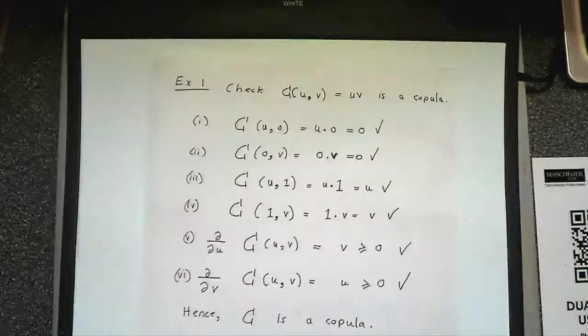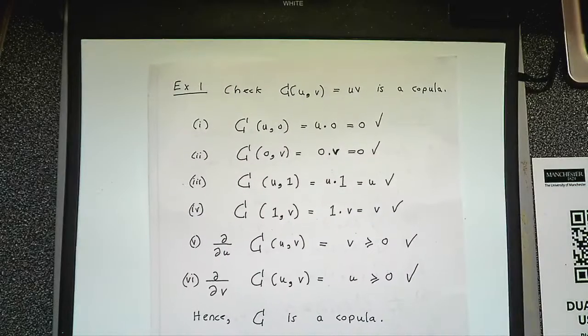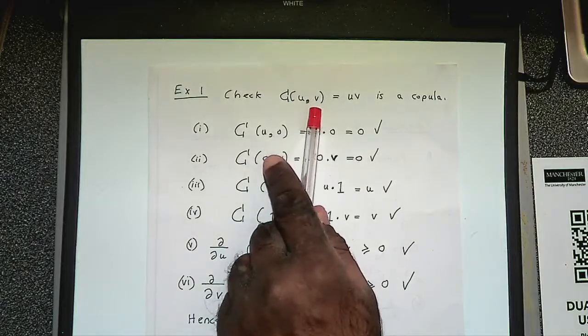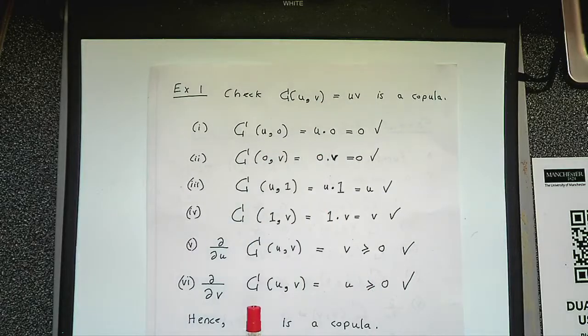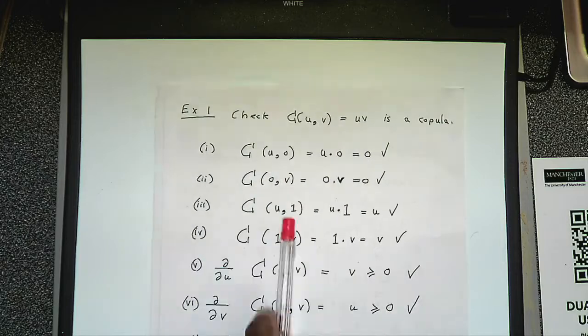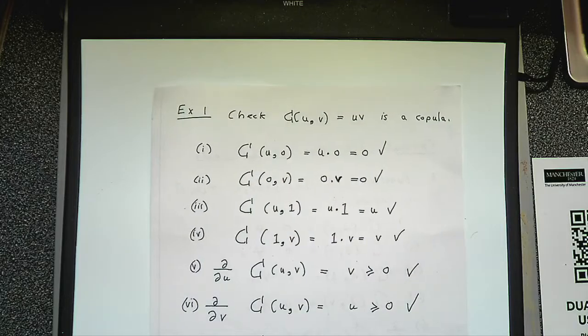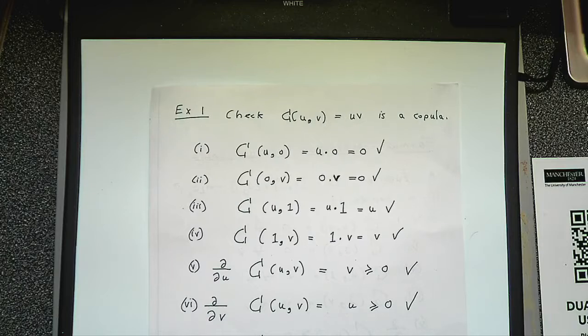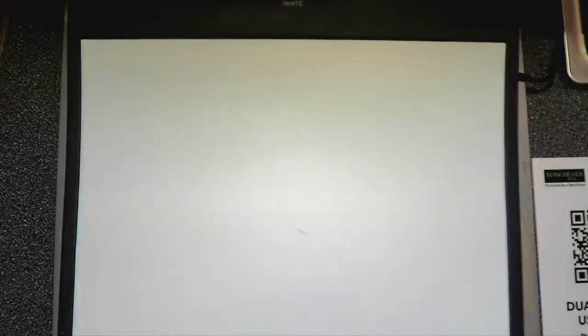I did some examples. I hope you looked at this example. I mean, this is a trivial example. This is the independent copula, you may recall. And for this independent copula, it's easy to see that all 6 properties are satisfied. Hence, C is a copula. So that's one example I did.